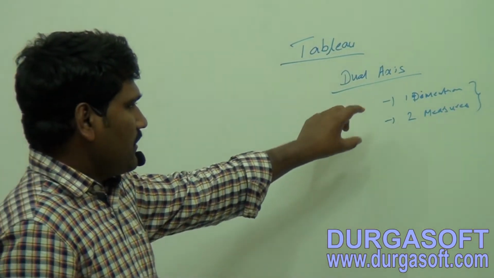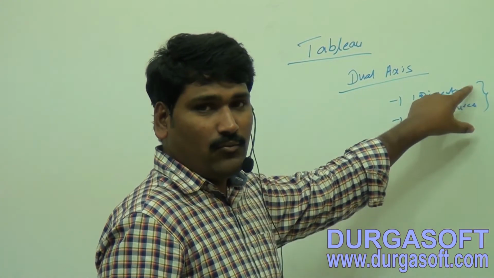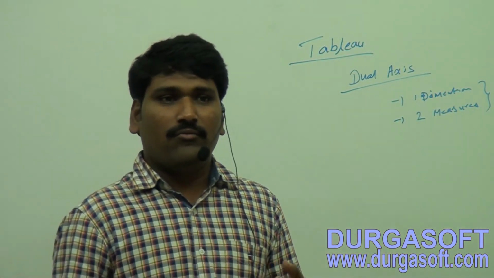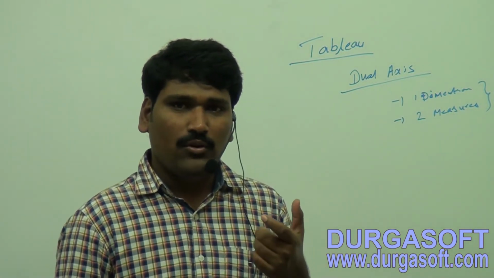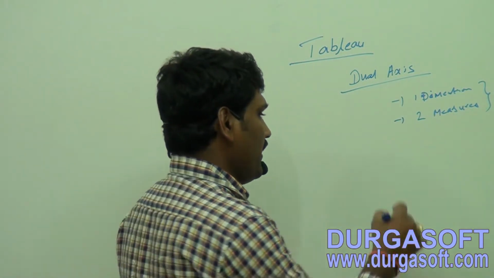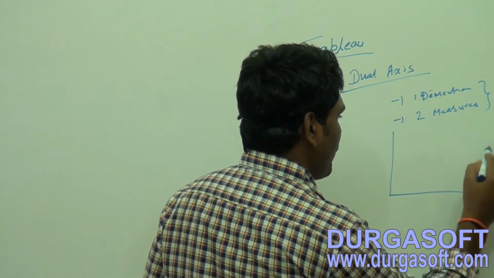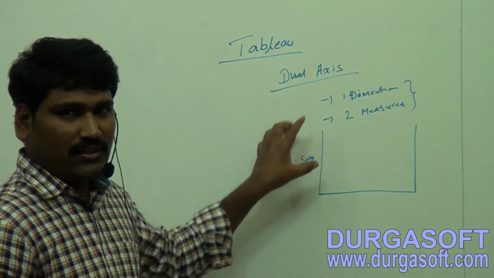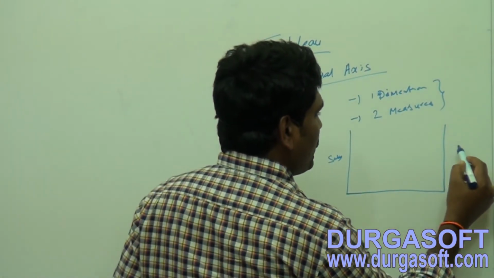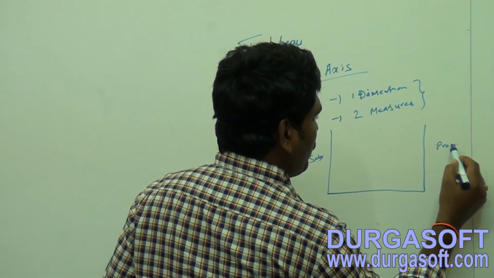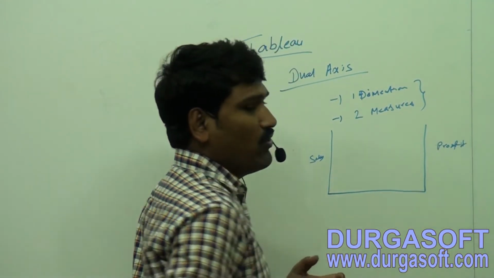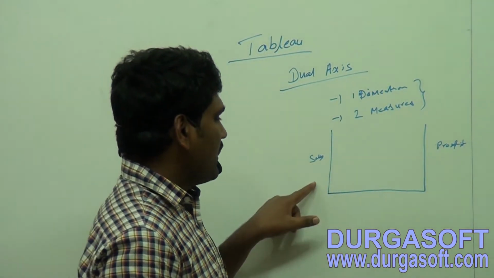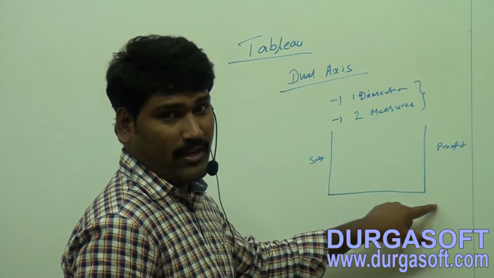The dual axis is a combination of two measures and one dimension. Now if I want to represent two measures, one is sales, and that means we have one measure on one axis and one more measure on one more axis. Profit is one more measure. So we are now representing two axes. Sales is one axis, profit is one axis.